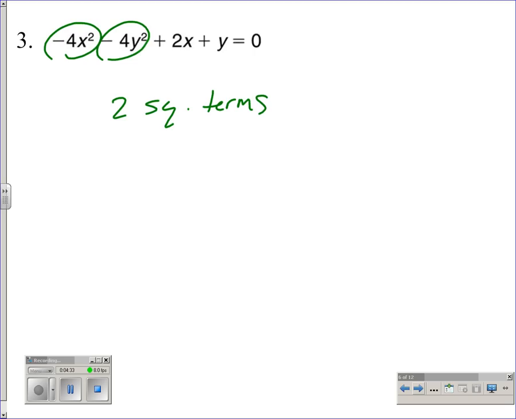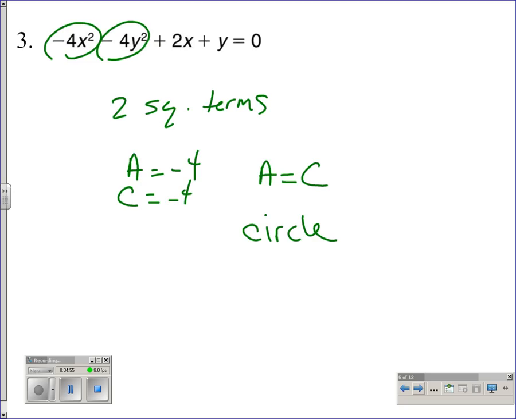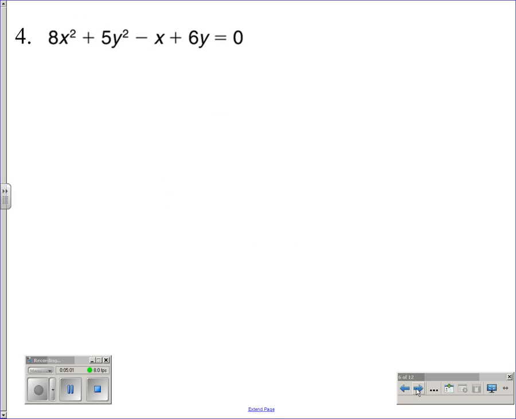And for that, we take a look then at their signs. So the a value is -4, and the c value is -4. So when we take a look at those two, they are equal to one another. They are the same sign. So this must be a equals c, same sign, a circle. All right, if they were different signs, then it's a hyperbola. If they were the same sign but different numbers, then it's an ellipse.